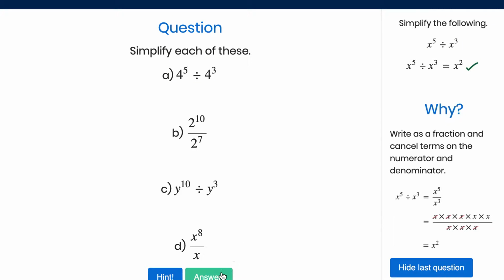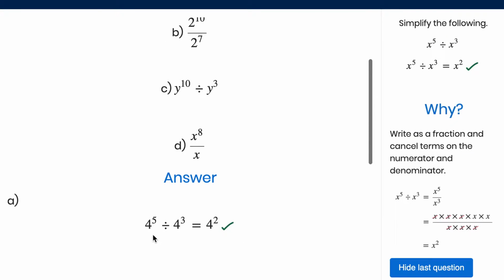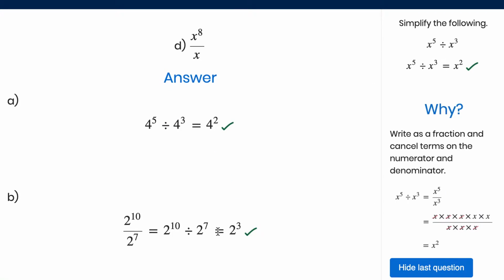Okay, so here are the answers. We just subtract the powers. So for part A, 4 to the power of 5 divided by 4 to the power of 3 is just 4 squared, because 5 minus 3 is 2. Part B, 2 to the power of 10 over 2 to the power of 7 is equal to 2 to the power of 3, because 10 minus 7 is equal to 3.